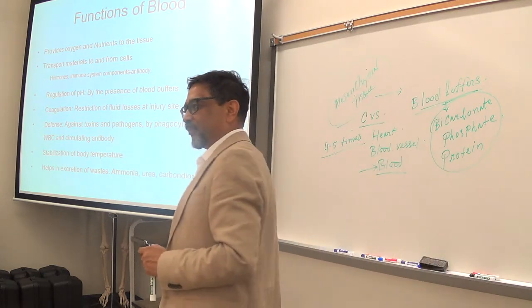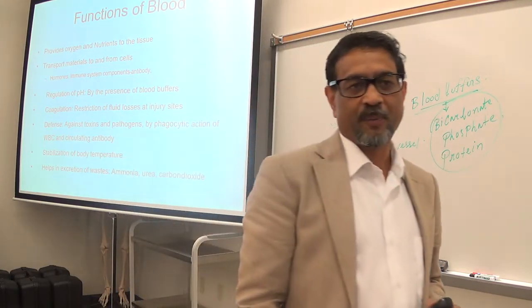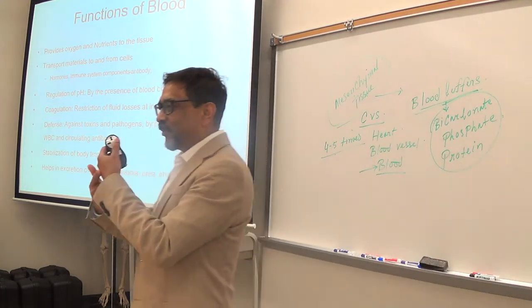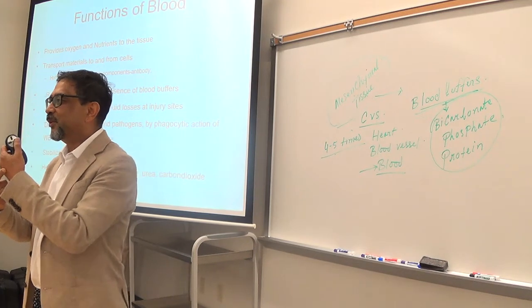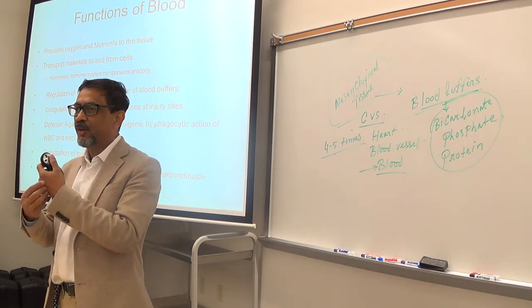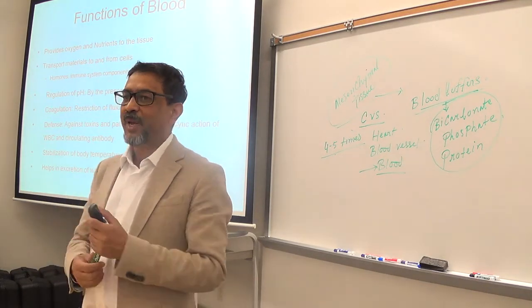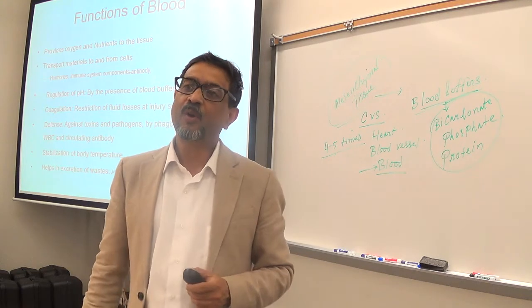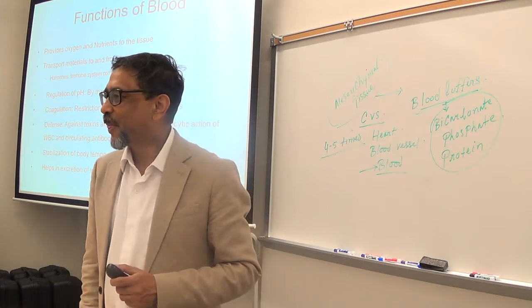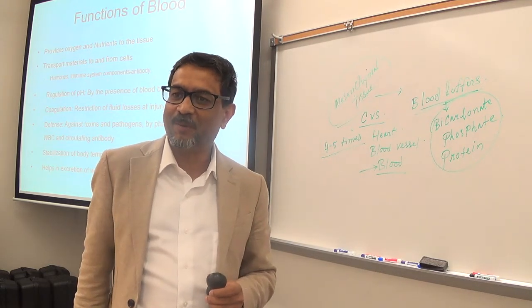Coagulation. Coagulation is formation of a blood clot. And you know, when you get a cut, blood clots, right? To do what? To stop bleeding, right? Clot is formed to stop bleeding. So which is important, right? So blood has the ability to coagulate or form clot, which is helpful, right? To stop bleeding.